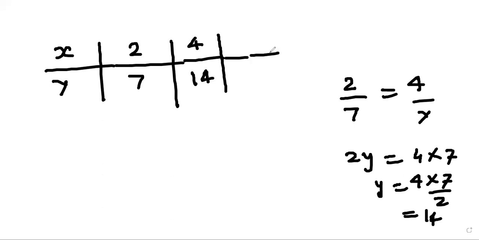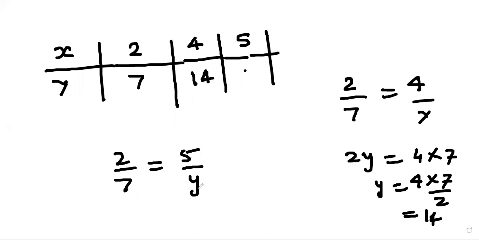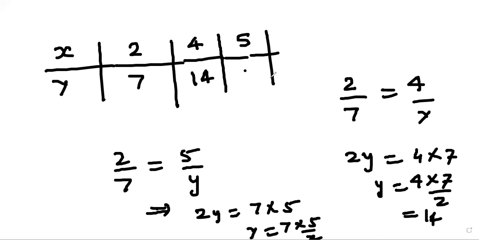All right. Now we write here 5. So what is the next number? Again, same thing, we can write 2 upon 7. We take this one, 2 upon 7, and here y is to be found, 5 upon y. So we make cross multiplication. So we get 2y equal to 7 into 5, which gives y equal to 7 into 5 divided by 2. That is 35 by 2.